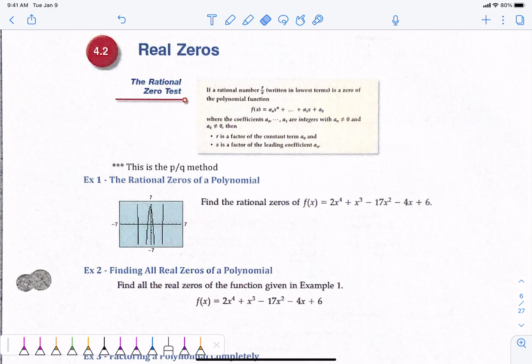Okay, this is section 4.2, real zeros. So we're going to get through part of this. It takes a little while to do these problems, so we're going to get through about half of this. And it's kind of hard for me to explain to you. So, full and undivided attention, here we go.